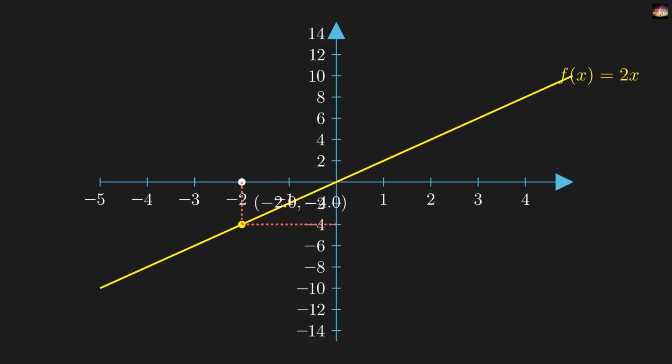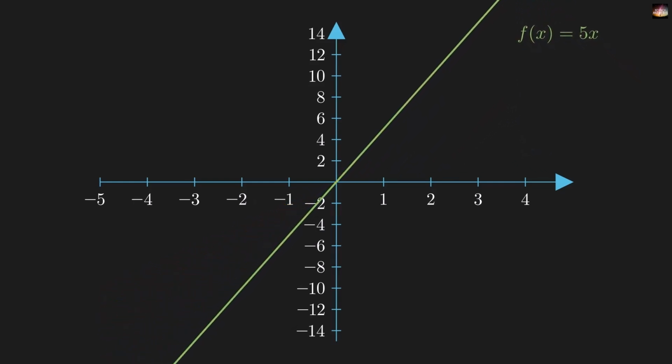To understand this, first let me introduce you to linear functions, and we've been studying these types of functions since childhood, where two quantities are mapped to each other linearly. For example, y equals 2x, y equals 5x, and so on. So we call these types of functions linear functions.